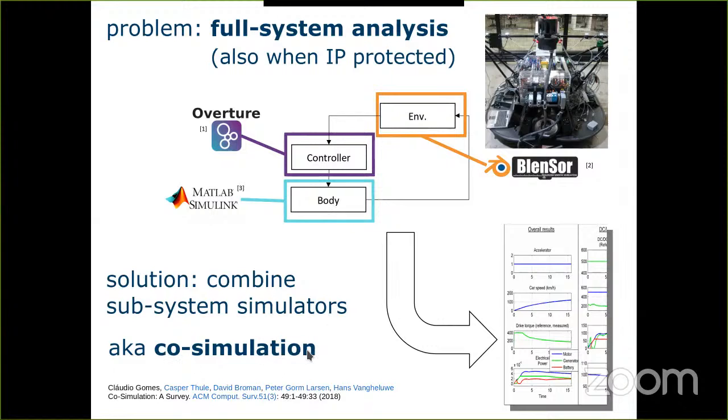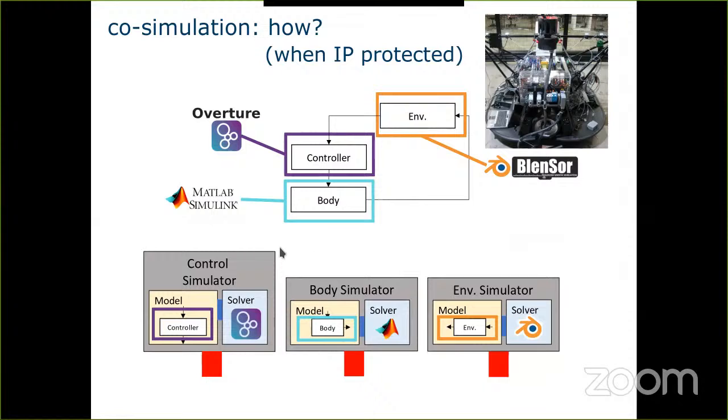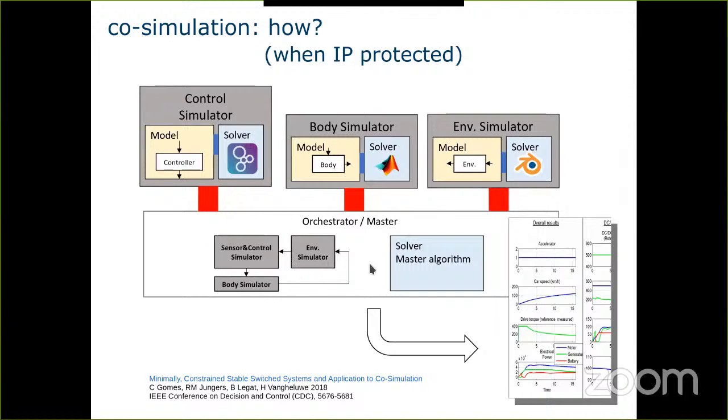Yeah, and this is called co-simulation. And what you basically do is I take the controller, I have my model of the controller, I have a solver, something that can bring it to life. That's my simulator. That's the simulation engine or solver. That's the model. And we do this for each of the components. And then, of course, there's how they are connected. Well, that connection topology is known to a so-called master or orchestrator.